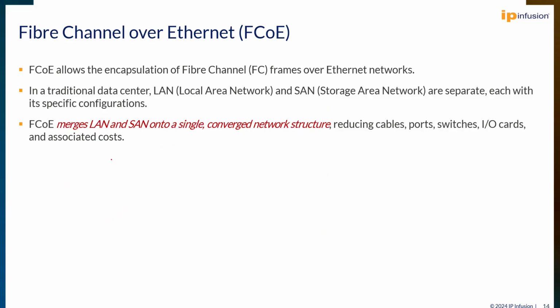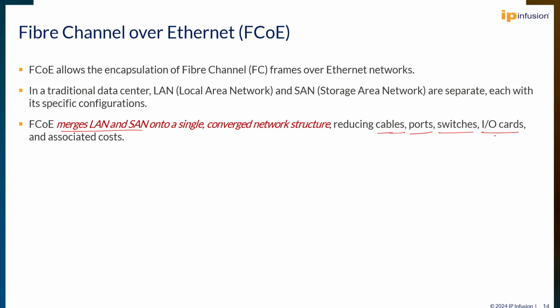So like I said, FCoE is going to merge LAN and SAN onto a single converged network structure. So what we are going to have is a change in the amount of cabling that we have here, the number of ports that we have to utilize, and the type of ports, of course, are going to be different on the switches. The number of switches, we don't really need to have those separate SAN switches in the network anymore.